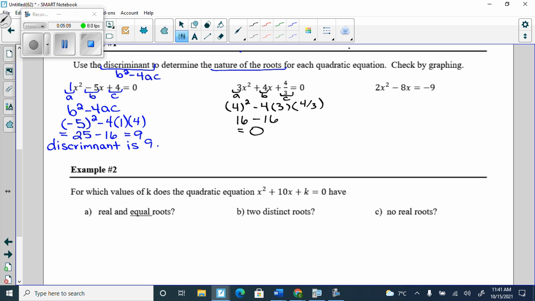Now, if I look at this one and move the 9 over, it's going to be concave up. So I know that this graph is going to be completely above, because it would have to be concave up in order to have no x-intercept. So we have to check the discriminant first. So we have A, B, C, and then we get negative 8 squared minus 4 times 2 times 9. So I get 64 minus 72, which is negative 8. Did we get negative 8? Yeah. So if I ask for the discriminant, that's it. The discriminant is negative 8.